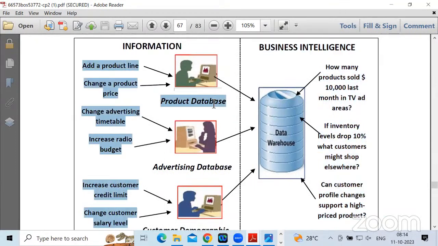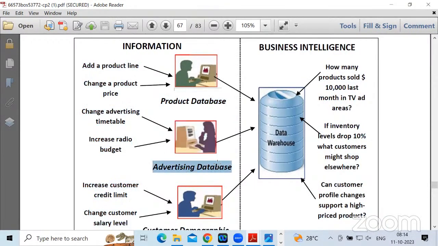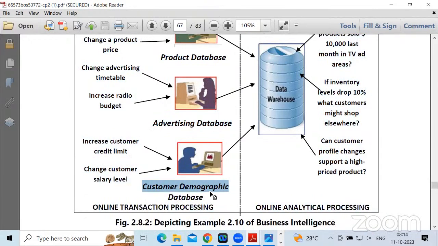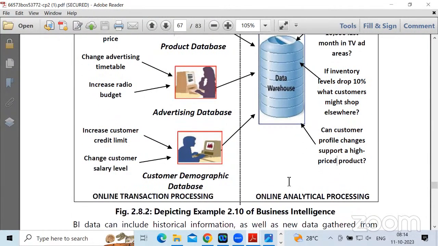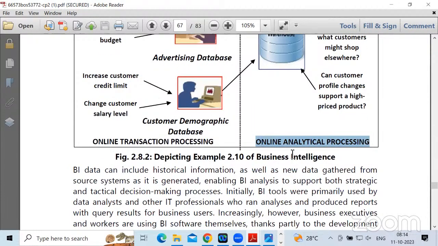So you have a lot of information: product database, advertising database, customer demography. Demography, according to the background of the customer, like which area he belongs to, what is the literacy rate, ethnic group, and other kind of stuff. And all are taken into a single database, from where you can see how many products sold, drops 10%, or any kind of decisions you can make from the online analytical processing.